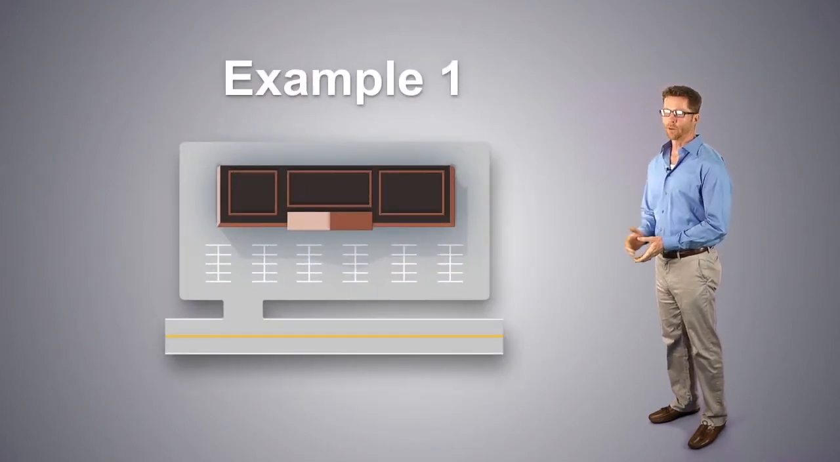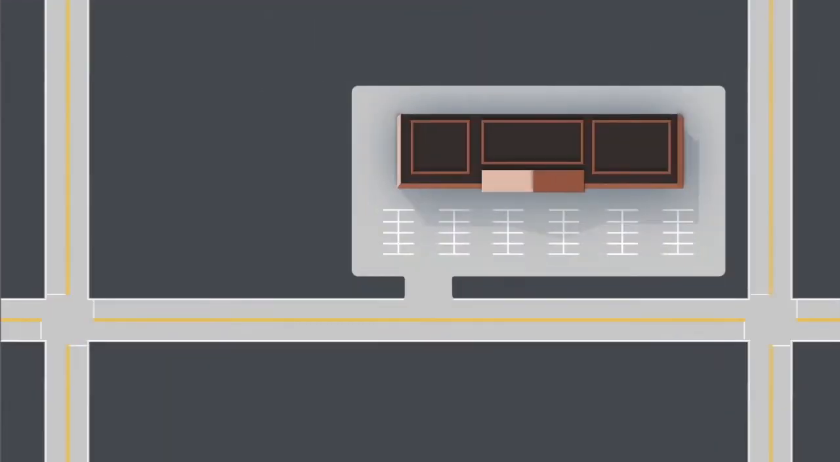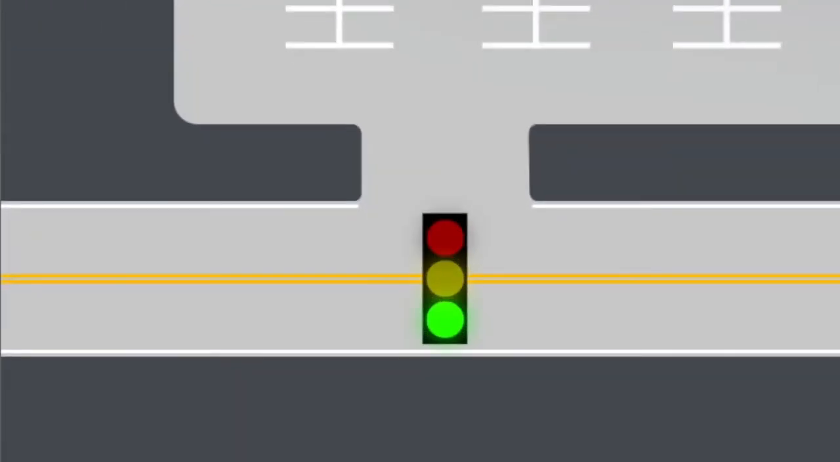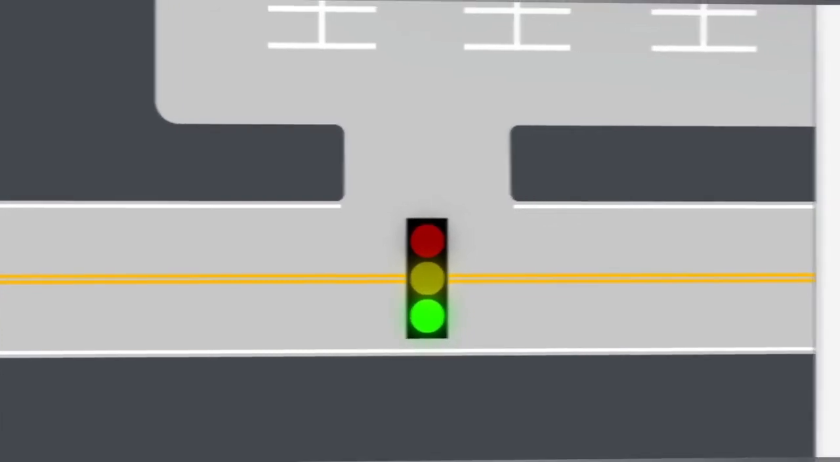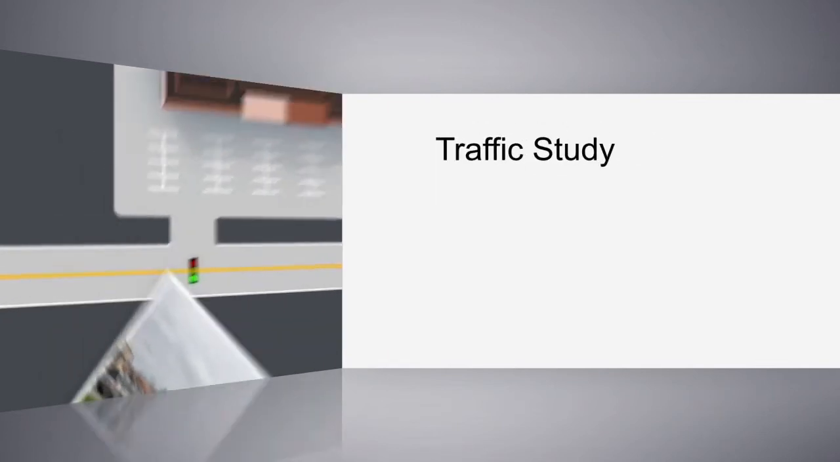In our first example, the developer of a small shopping center in town proposes the addition of a new traffic signal to minimize its impact on the surrounding community. While the proposed traffic signal is the traditional solution, when a signal was installed at a similar development the previous year, it resulted in long queues and delays. This time, agency personnel want to see a traffic study before making any decisions.